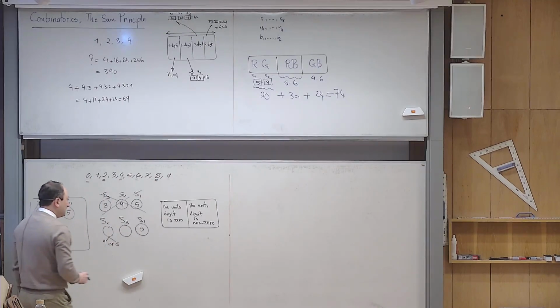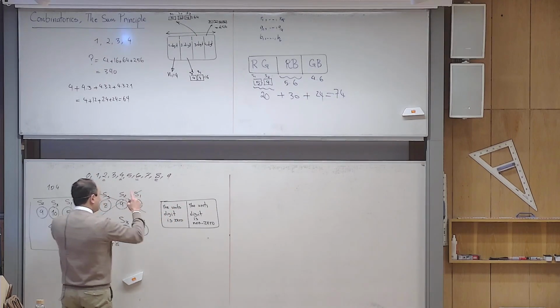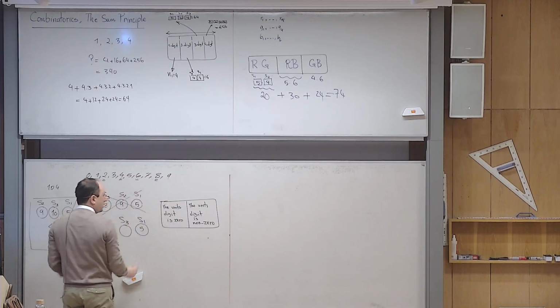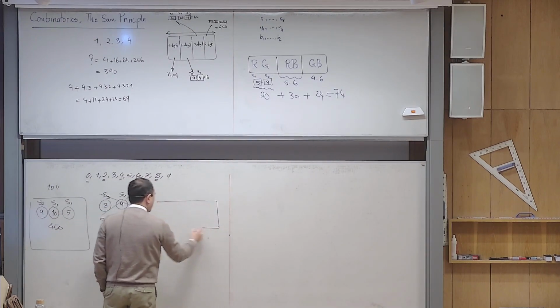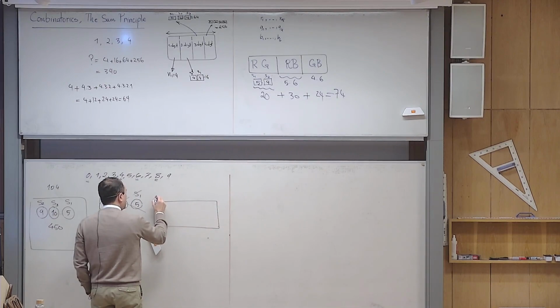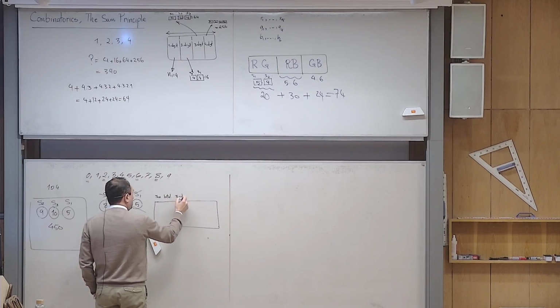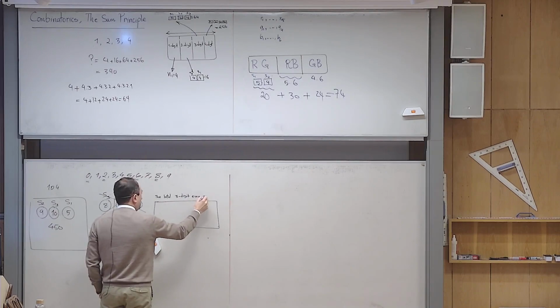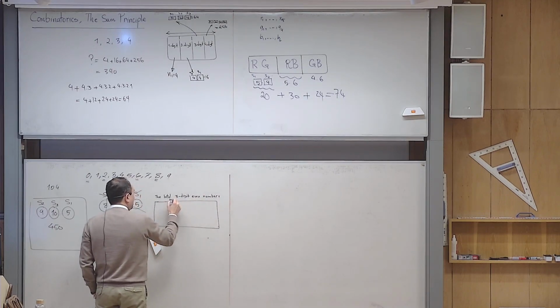Okay? But of course, I'm just summarizing. My goal is still to write. If you want, let me write it properly. So this rectangle, the total 3-digit even numbers with distinct digits.